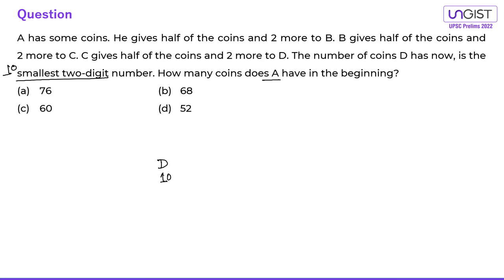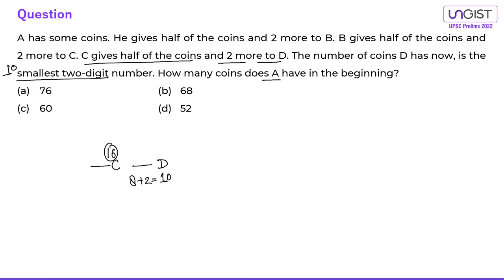The question is saying C gives half of the coins and two more. So this 10 is 8 plus 2, right? It means C has 16. Half of 16 is 8, and then 2 more he's giving. So C has 16.